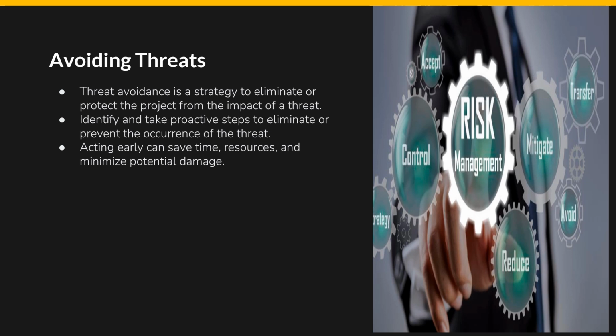In these examples, the avoid risk response strategy is used to eliminate or mitigate risks by changing plans, processes, or activities. By taking proactive actions to prevent the occurrence of the risk or to protect the project from its negative impact, the project team ensures a smoother and more successful project outcome.